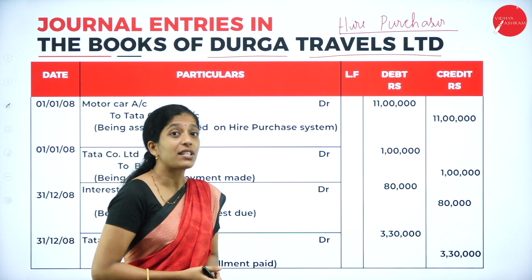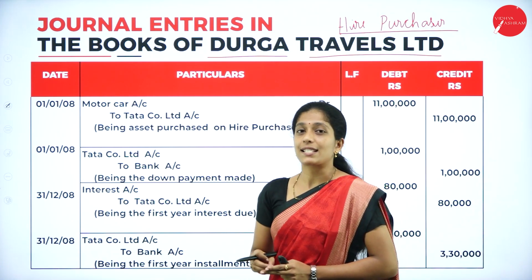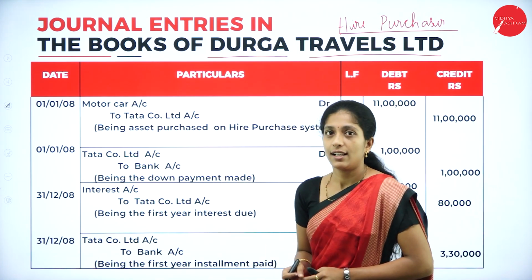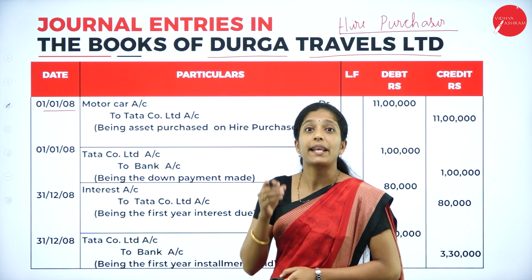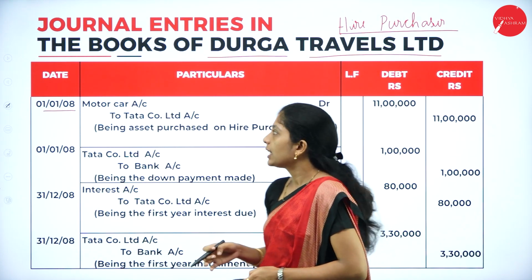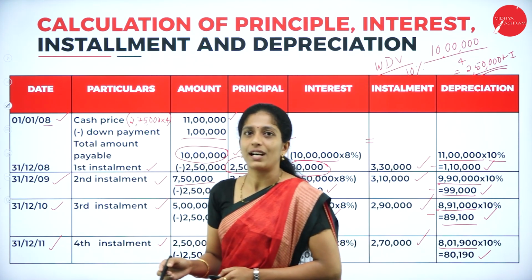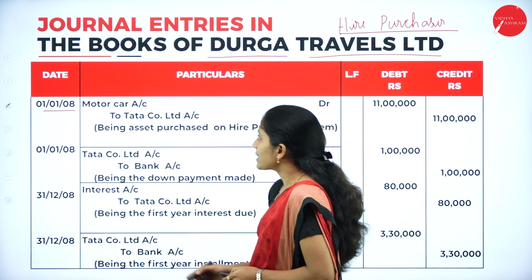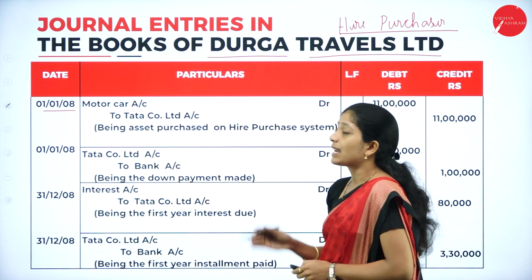Now, what is the first entry for receiving the asset, right? So what is the asset here? That is motor car. Then the date is 1/1/2008, the date of purchase of asset. So they have purchased the asset on 1/1/08. So what is the asset? Motor car. So motor car account debit to hire seller account.